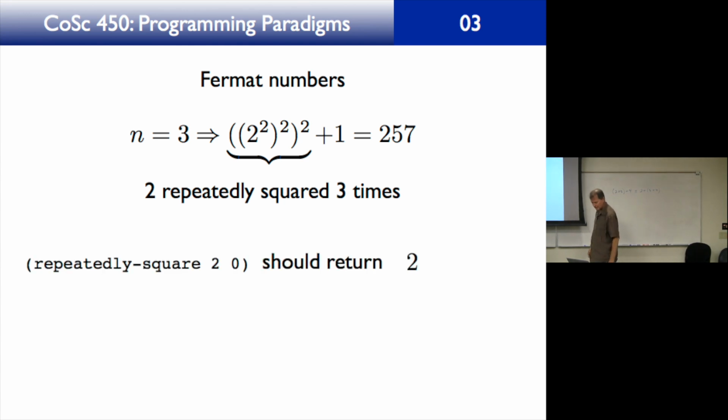So here's the thing. What we're going to do first is assume that we have a function named repeatedly square. And repeatedly square 2, 0 should return 2.